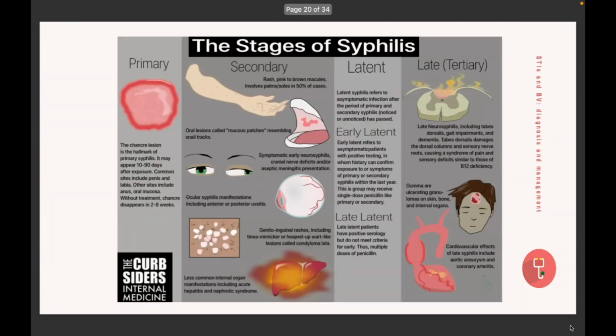Okay, next slide please. This is just a really good little infographic. I won't hover over it for too long, but if you're looking for a really nice summary of the stages of syphilis, I thought this one was lovely. All right, next slide please.